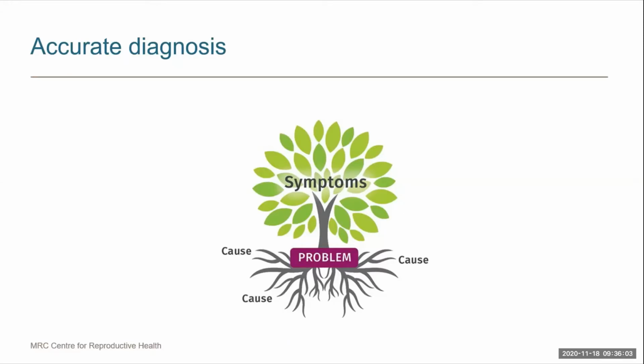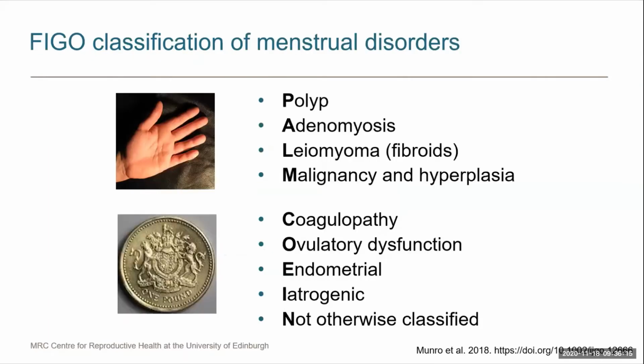And the only way to really effectively improve treatments is to define the underlying cause and treat that. And that will improve the treatments that we can offer. Next slide. So to do that, we come up with a categorization system for menstrual problems to try and look at the underlying causes with the acronym PAM-COIN, PAM being the structural disorders and COIN the non-structural disorders.